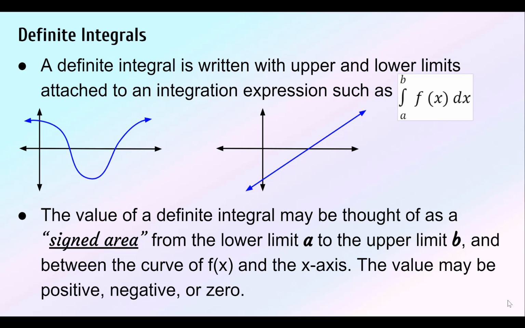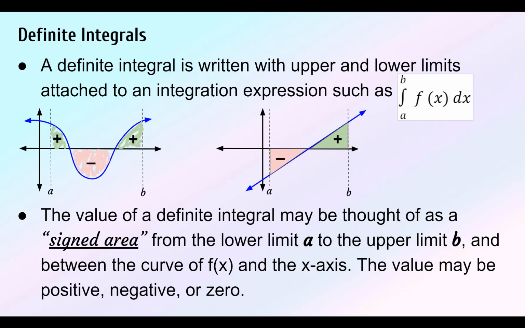left-hand boundary, to the upper limit b, usually a right-side boundary, and between the curve of f of x and the x-axis. If that area is bounded above the x-axis, we consider that positive area, but if it's bounded below, that would be considered negative area.